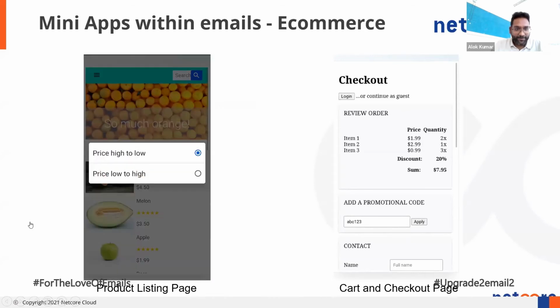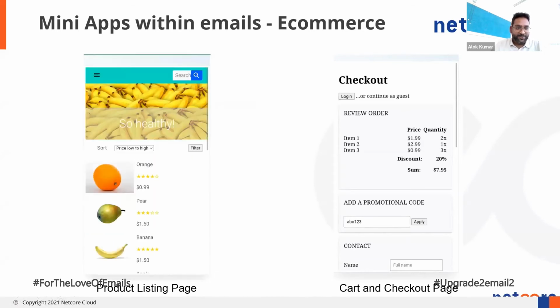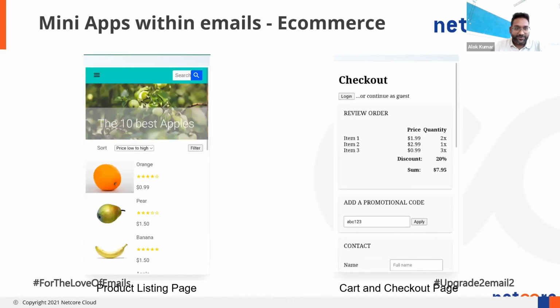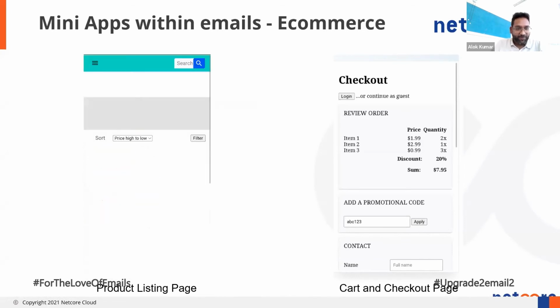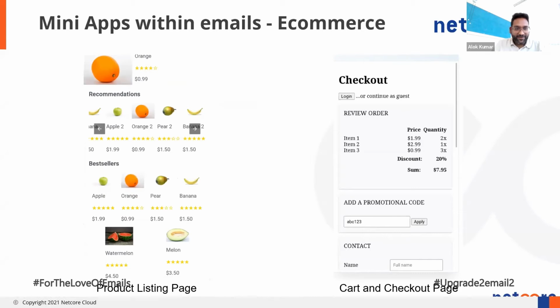Now, if you look at this video, this is nothing but an email wherein you're giving the users an option to sort the products on the basis of any kind of option that you may have, or you're giving the users a filter to see only the products which they want. This usually happens only within the apps or only within the website.